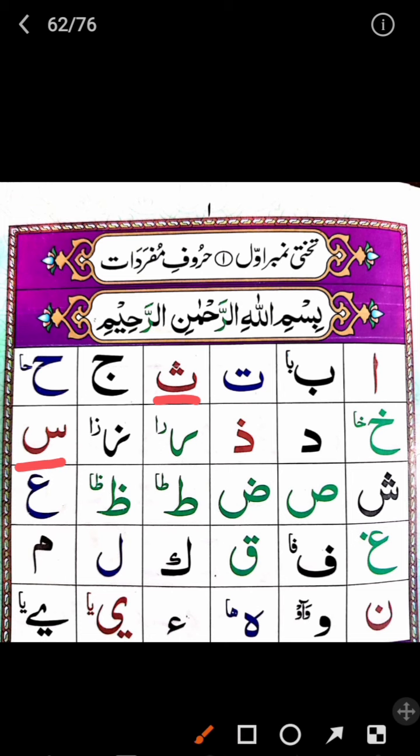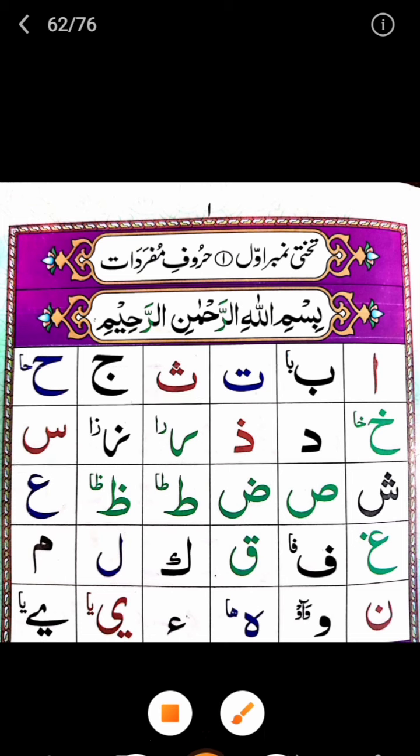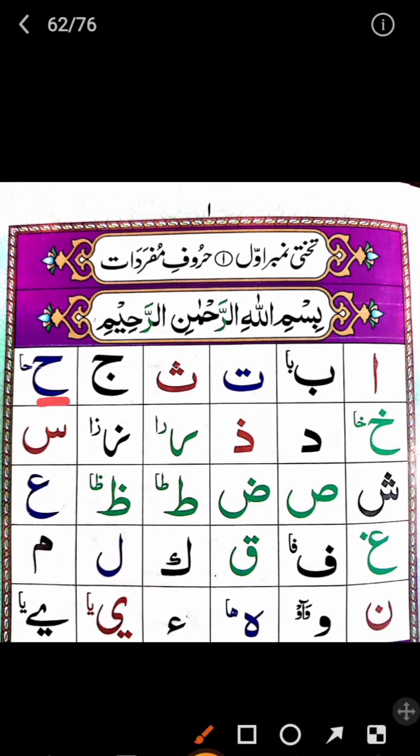The next two letters are ha and ha. Most of the people make the mistake here because over 50% of people pronounce ha instead of ha. In fact, these are different letters and the makharij of ha and ha are different. Ha is pronounced from the center of the throat, which is called in Arabic wast halq, and ha is pronounced from the last part of the throat, which is called aqsai halq.